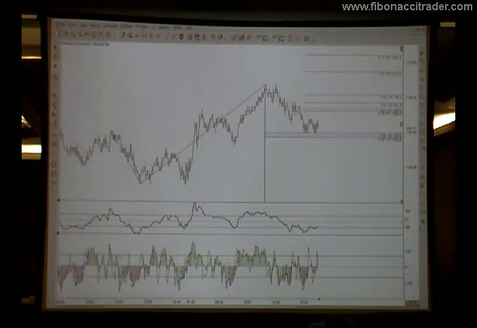I don't use the colored histogram stuff. It's just that it's all preset in the program to just say Woody CCI and you get the 14, 6 set up.